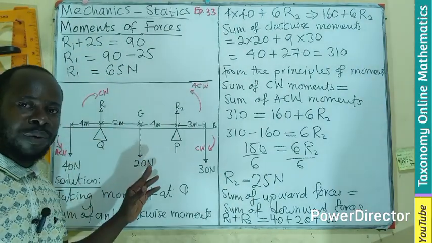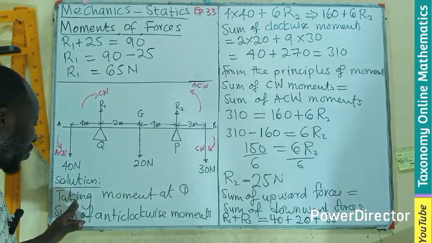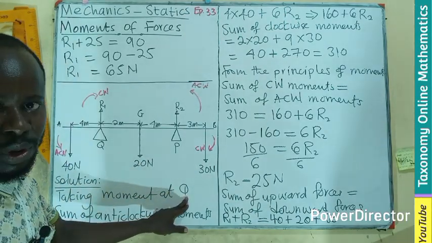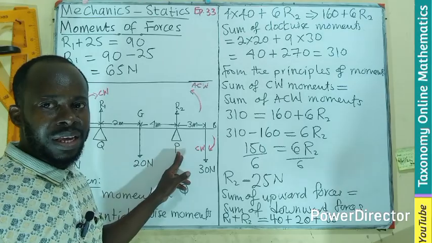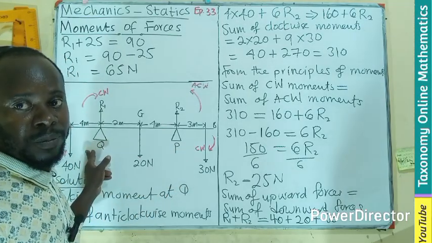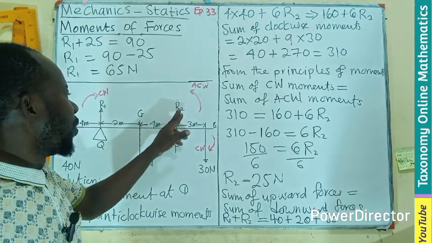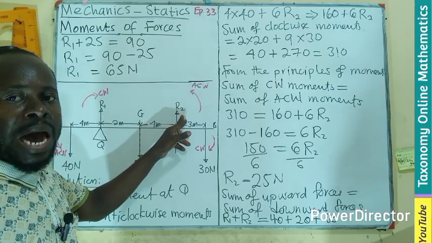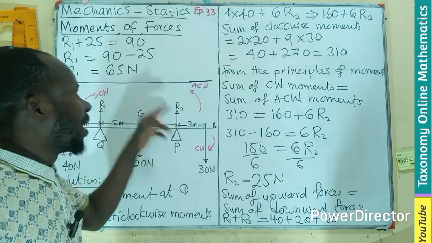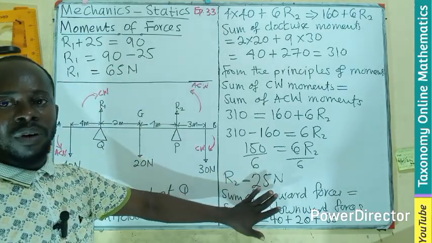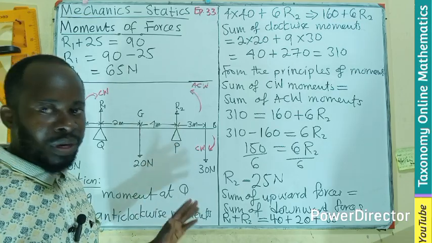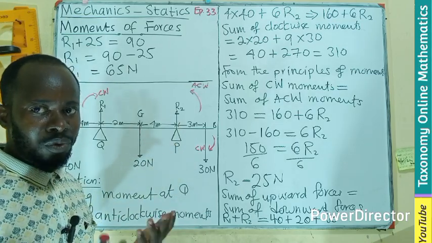Now, this is not the only way we can go about it. Here, we were taking the moment at Q. We can also take the moment at P, ignoring the pivot Q. It means that in the first calculation, you will be eliminating the R2 and make use of R1 and come back to find the upward force equals the downward force. The result will be the same. I guess you follow the concept.